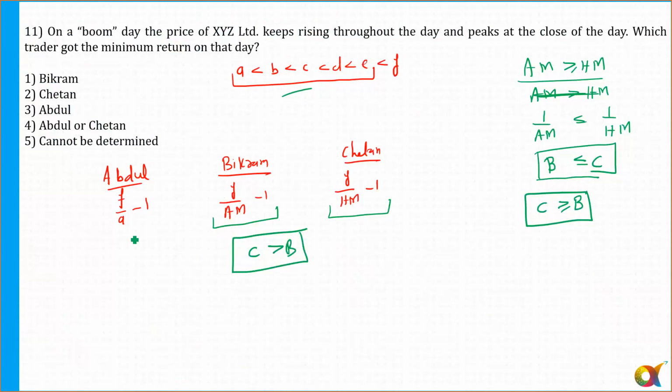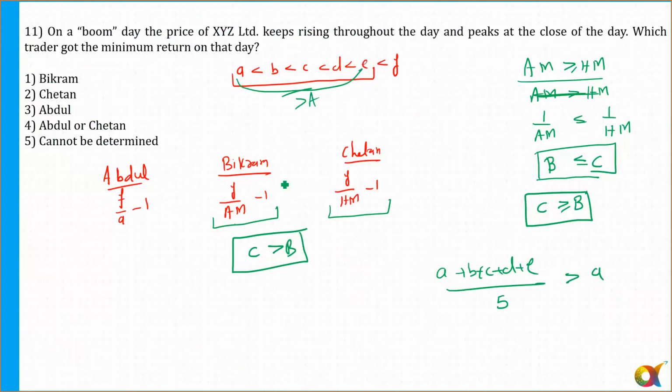Now tell me one thing. F by A and F by A. Can I say A plus B plus C plus D plus E by 5 is definitely going to be greater than A? Please tell me yes or no. Because value keeps on increasing. B is greater than A, C is greater than A, D is also greater than A, E is also greater than A. Yes or no? So the average of these 5 values is, because all these values are more than A, definitely more than A here.